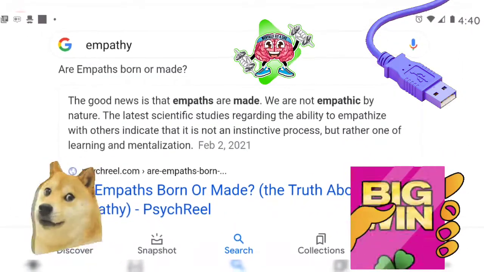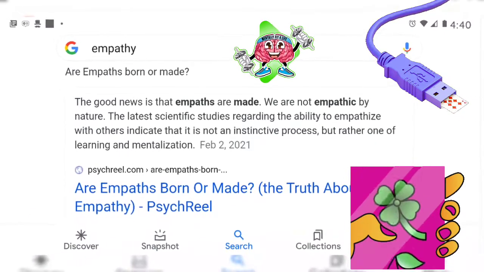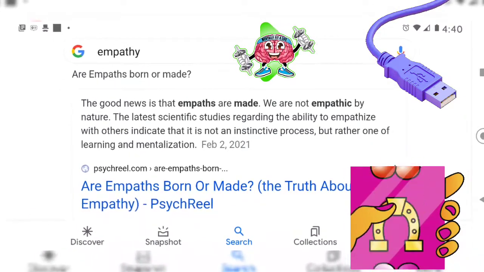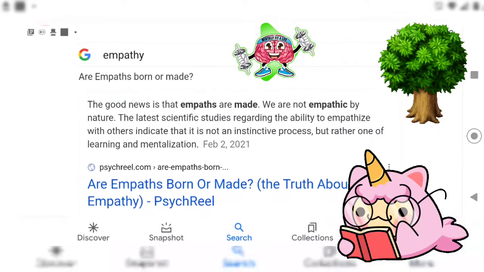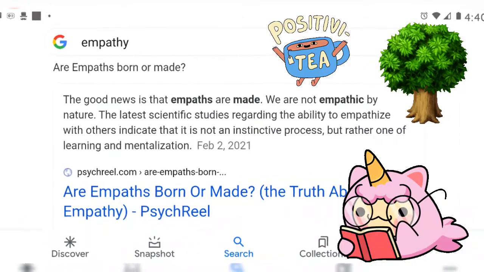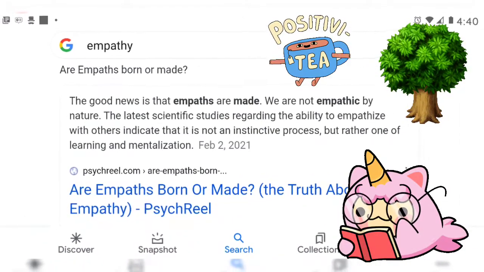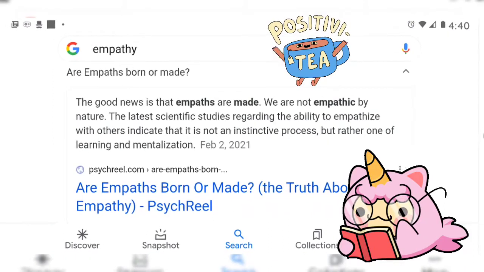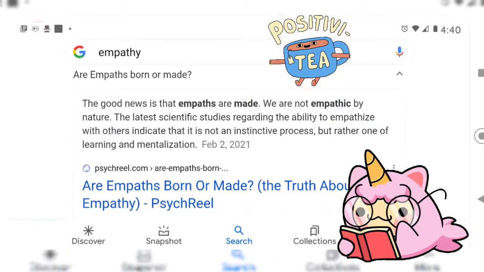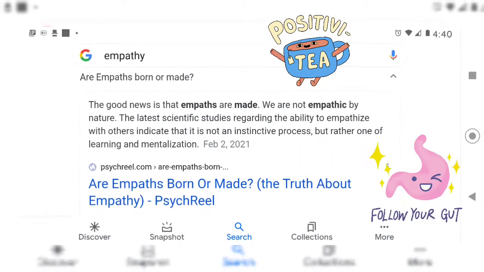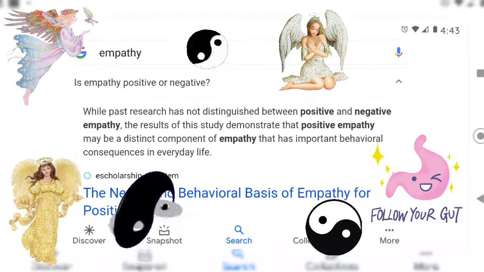Are empaths born or made? The good news is that empaths are made. We are not empathic by nature. The latest scientific studies regarding the ability to empathize with others indicate that it is not an instinctive process, but rather one of learning and mentalization.